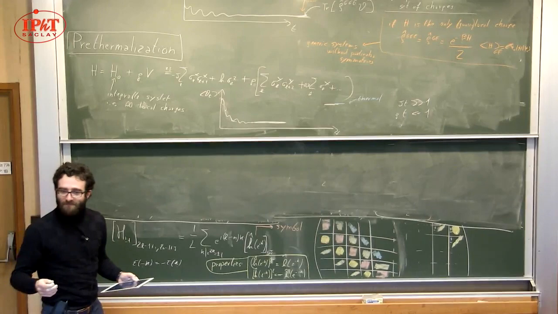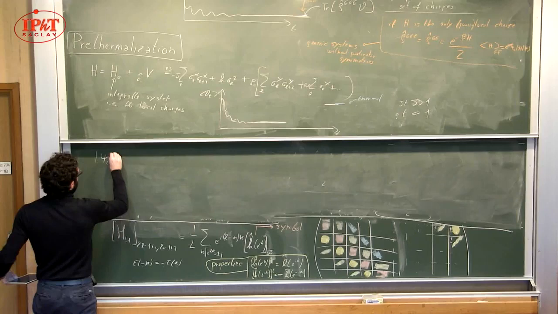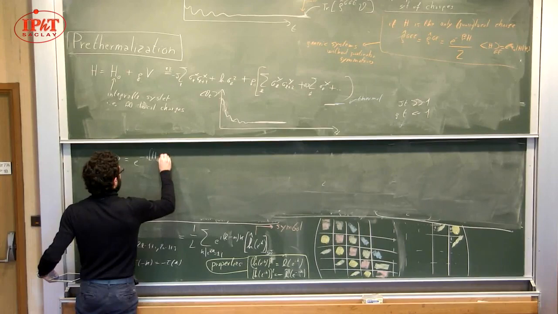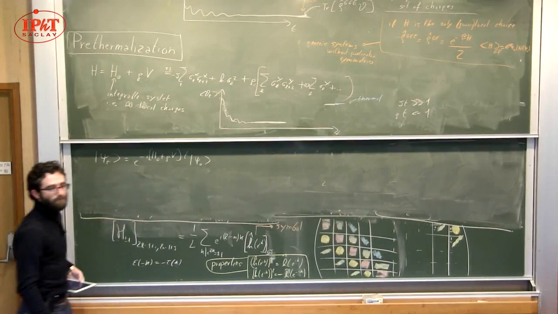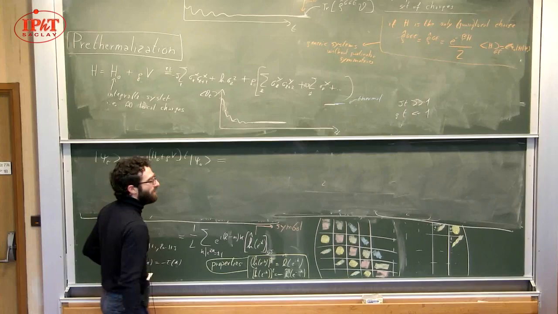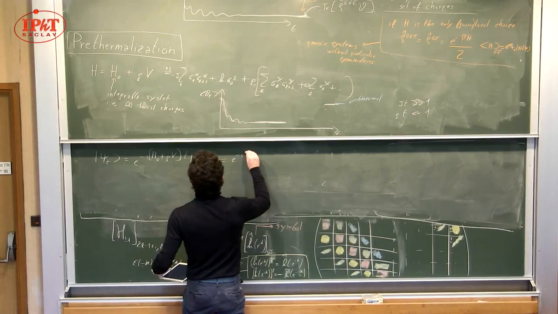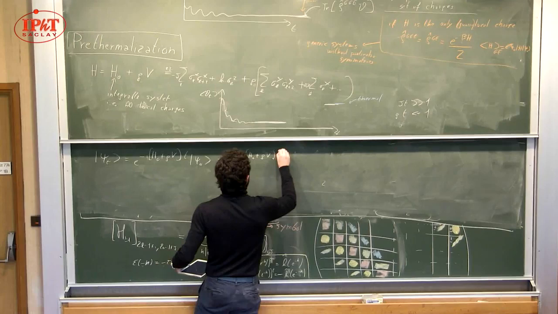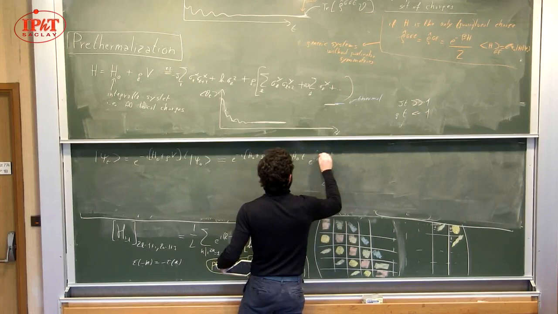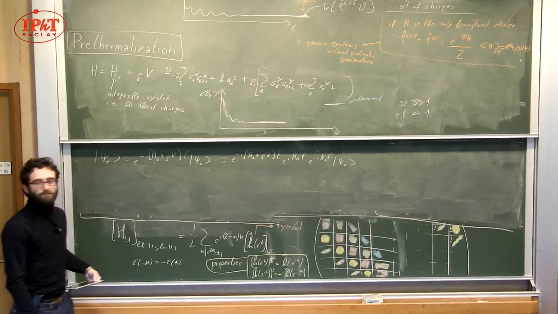Because our state at the time t is written as e to the minus i (H0 plus gV) t applied to psi 0. In the picture that I want to propose, which is just the opposite of the interaction picture, I want to make the state evolve under the unperturbed Hamiltonian. Okay? So what I do is this. This is equal to e to the minus i (H0 plus gV) t, e to the i H0 t, e to the minus i H0 t, psi 0. Okay? I just put an identity here.